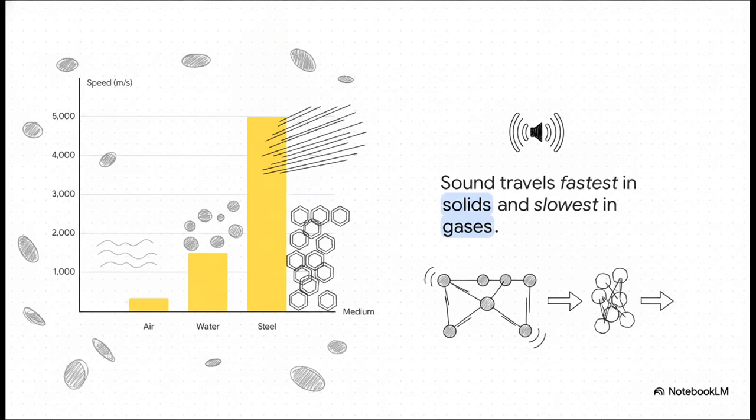Why does it do this? Well, it's all about how tight the particles are packed. The stronger they're bonded, the faster they can bump into each other and pass that vibrational energy along. Solids are packed super tight, gases are all spread out.